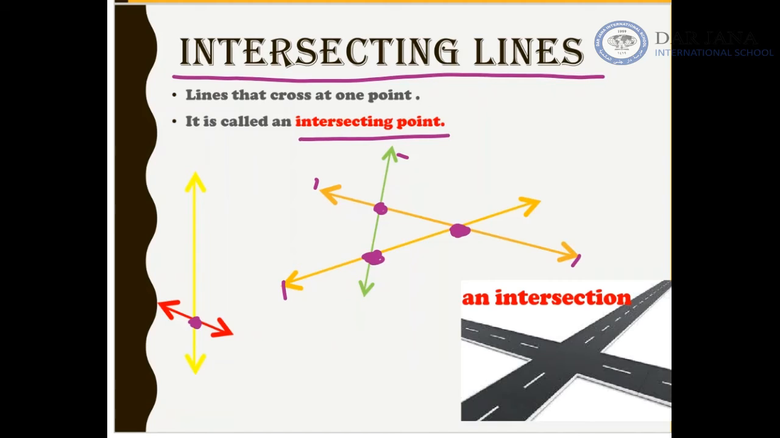Okay, if I'm going to have a look at these two roads, this is the first and this is the second, you're going to notice that they met or they crossed here, so this is called intersecting point of these two roads. So these two roads, they are intersecting lines or intersecting roads.